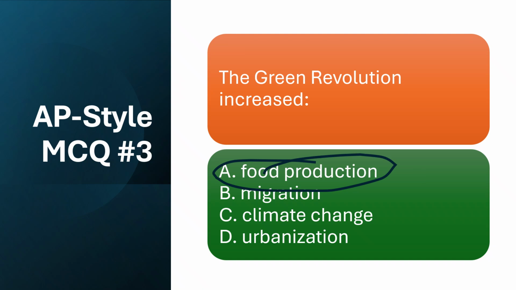It added chemical fertilizers, chemical pesticides, and hybrid seeds in an attempt to increase the food supply, especially for less developed countries.